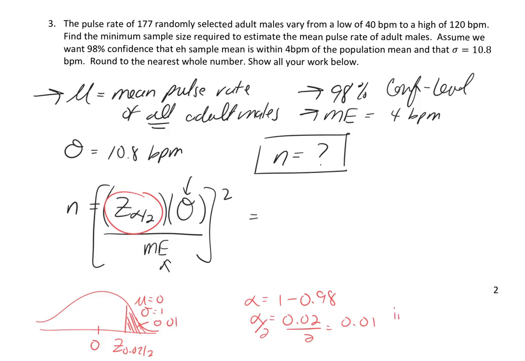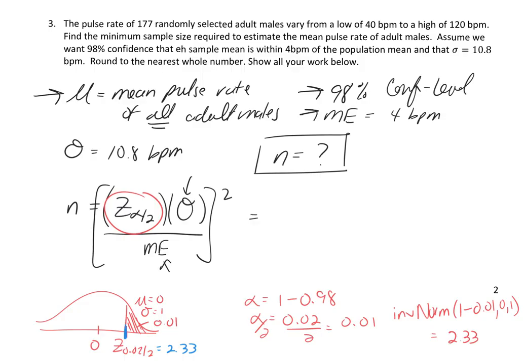Go to your calculator and use that inverse norm function. You're going to type in 1 minus the area on the right, comma 0, comma 1, and the calculator should give you a critical value of 2.33. So this marking right here is 2.33. So a z-score of 2.33 is what separates an area of 0.01 on the right.